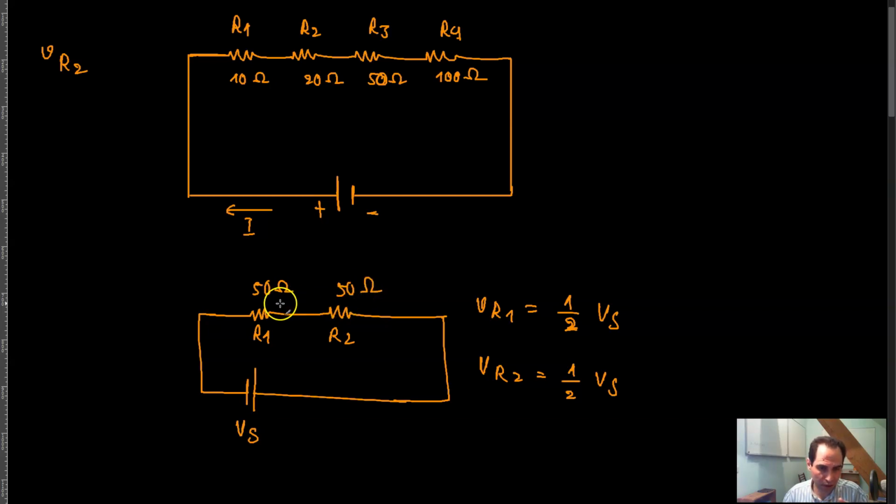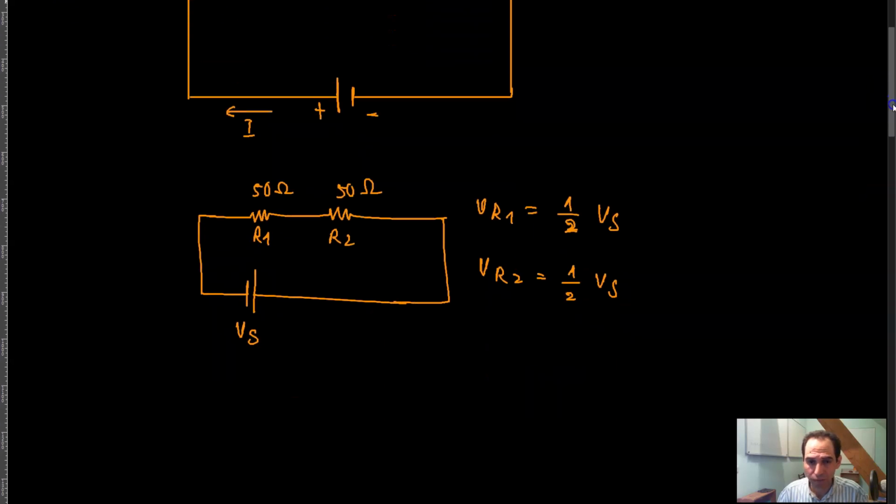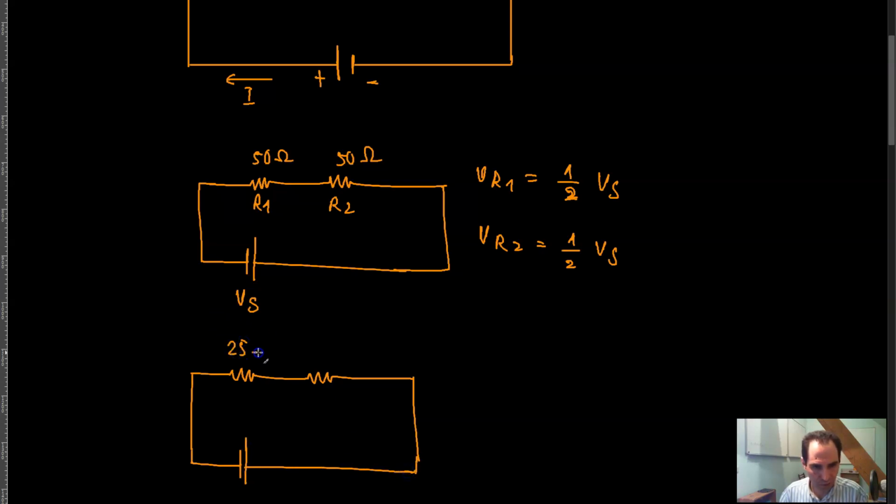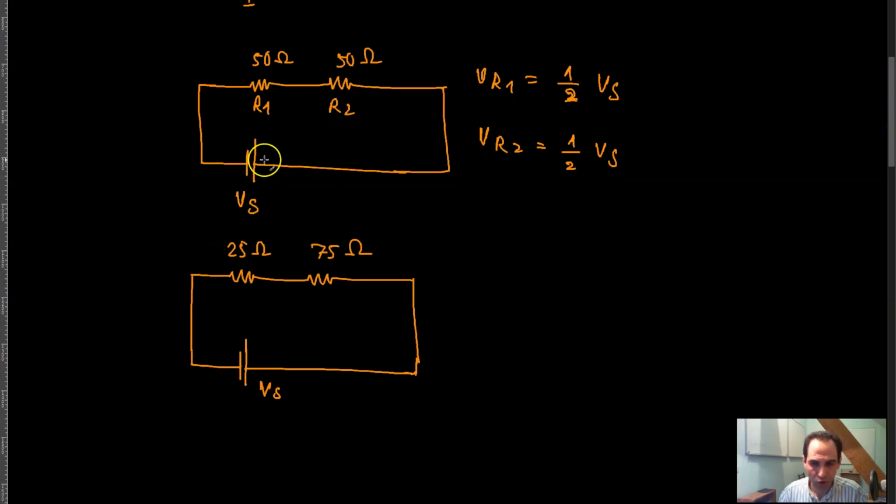Of course, in real life, that doesn't really exist, but mathematically it's correct, right? Now, keeping the whole resistance constant, suppose that one of these resistors I change to 25 ohms, and the other I change to 75 ohms. 25 plus 75 is 100 ohms, 50 plus 50 is 100 ohms. And supposing that V of S I don't change, the current remains the same, because the voltage is the same and the resistance is the same. But the voltage drop across these resistors will change, because the values of those resistors have changed.